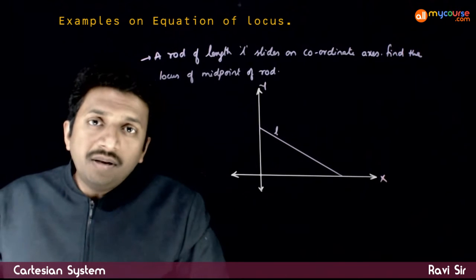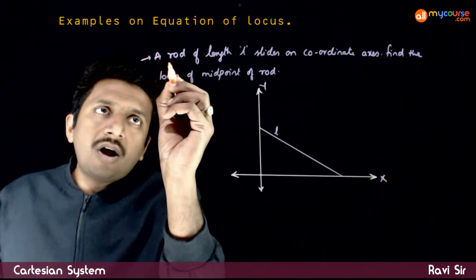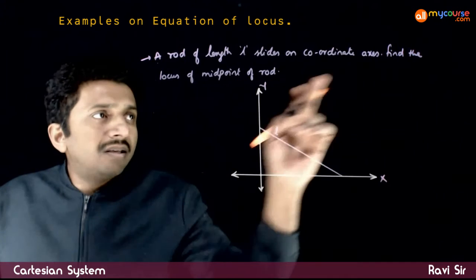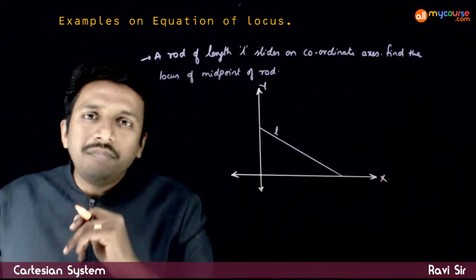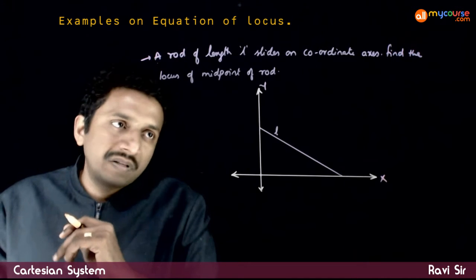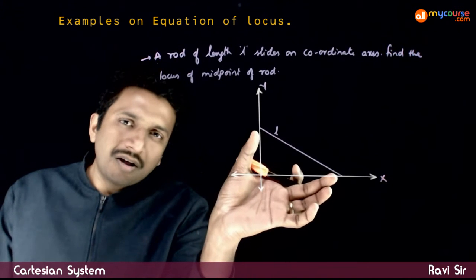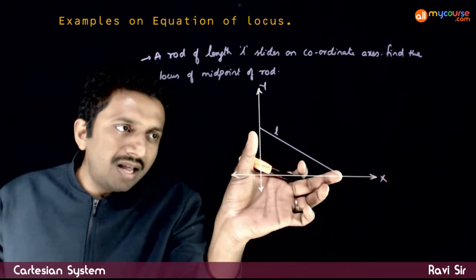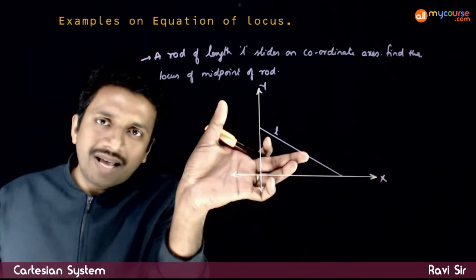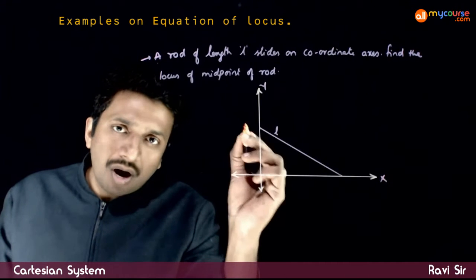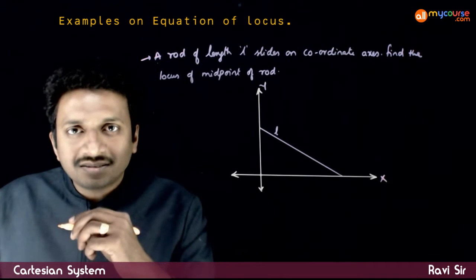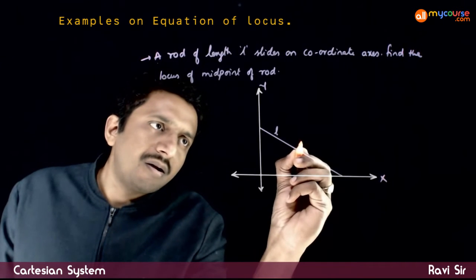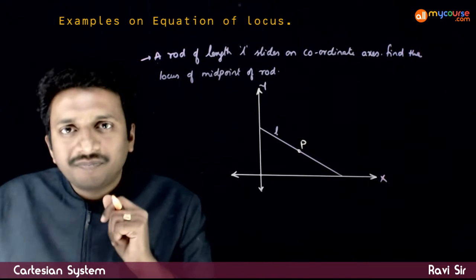In the next example, you're given that a rod of length L slides on coordinate axis. Find the locus of midpoint of the rod. So you have a rod of certain length L. Now this rod is sliding on this coordinate axis. As this rod is sliding on the coordinate axis, what is the locus of the midpoint of this rod?